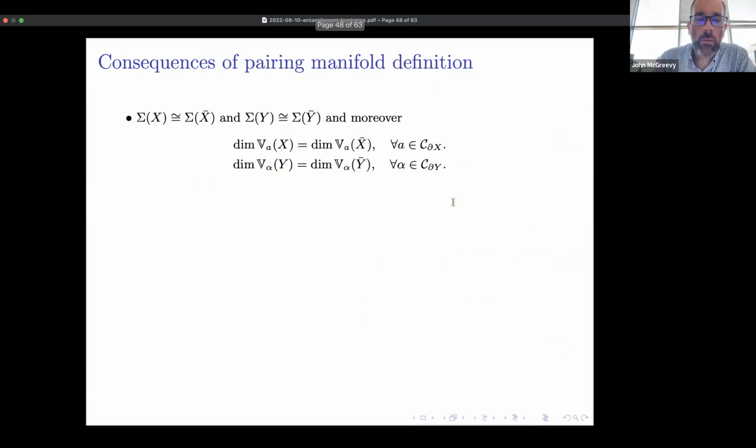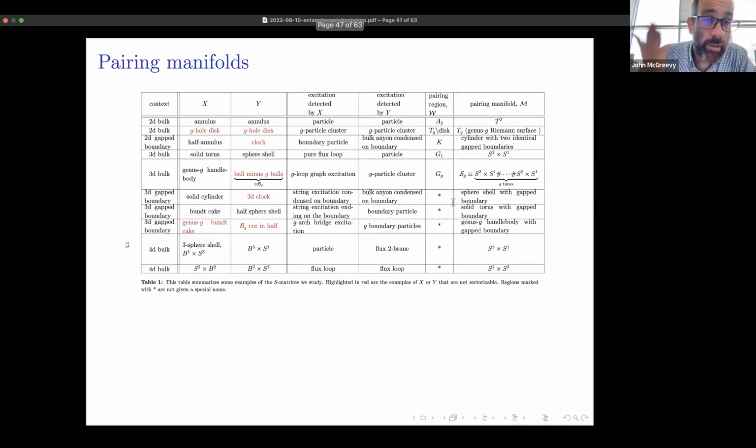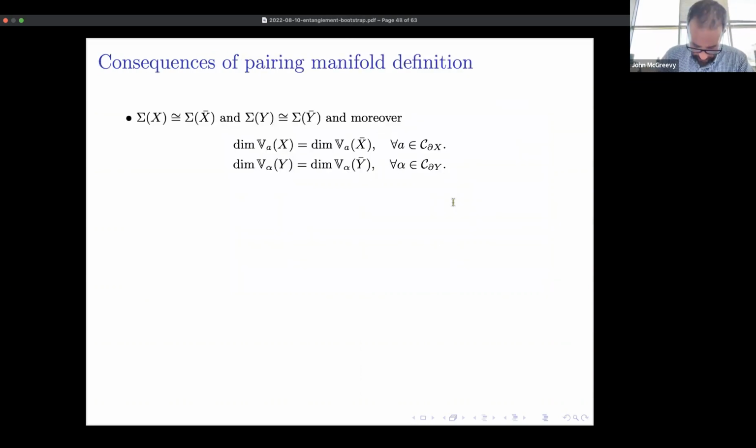Okay, so we've made a complicated definition and shown that a bunch of examples fit into that definition. And so what can we learn from that? Here are a few immediate consequences of the definition. The information convex set of X is isomorphic to that of X bar. And moreover, in each sector, so if I fix A as a label on the boundary of X, then the fusion spaces of X are the same as the fusion spaces of X bar, and similarly for Y.